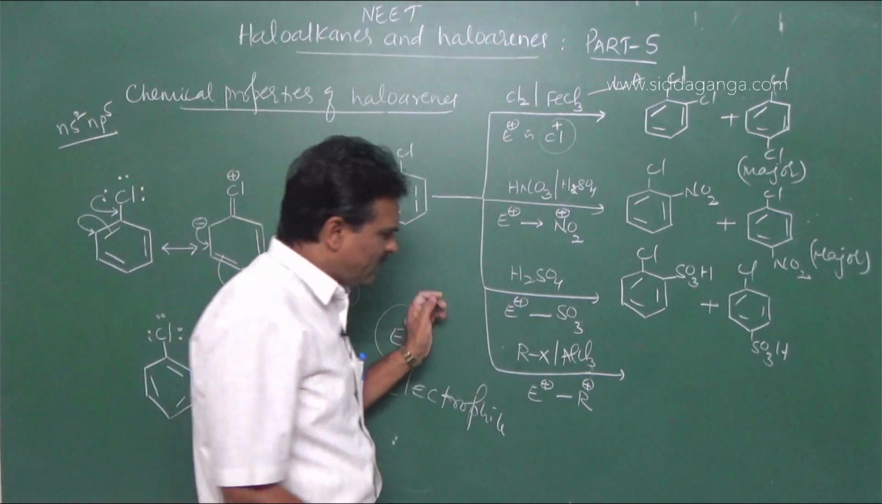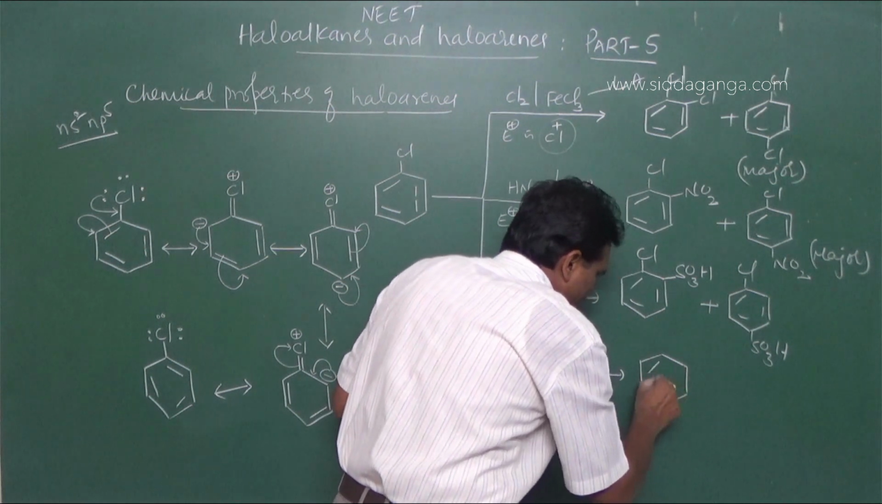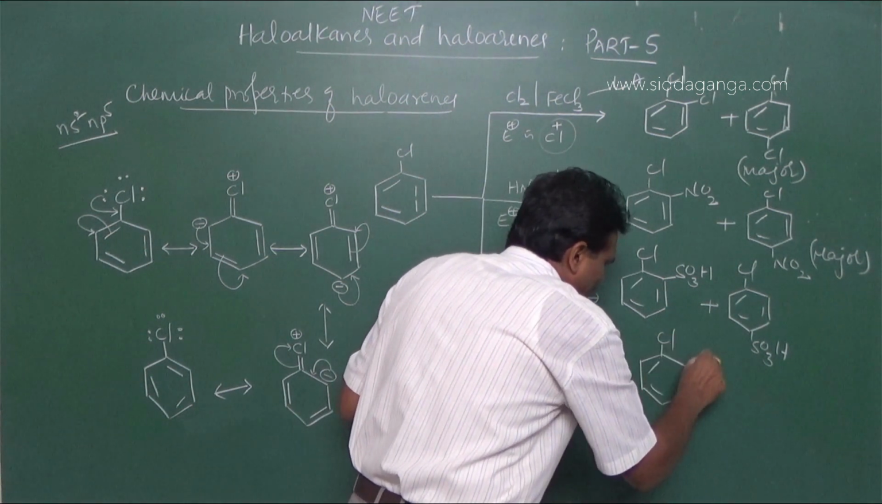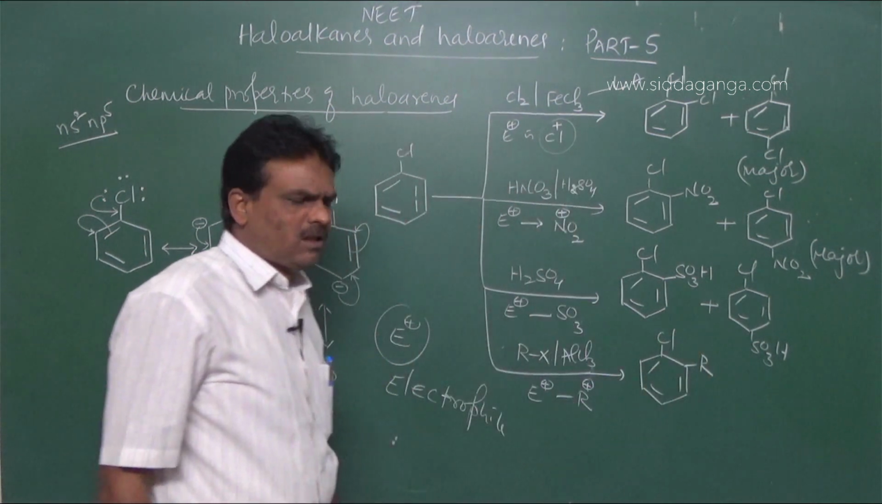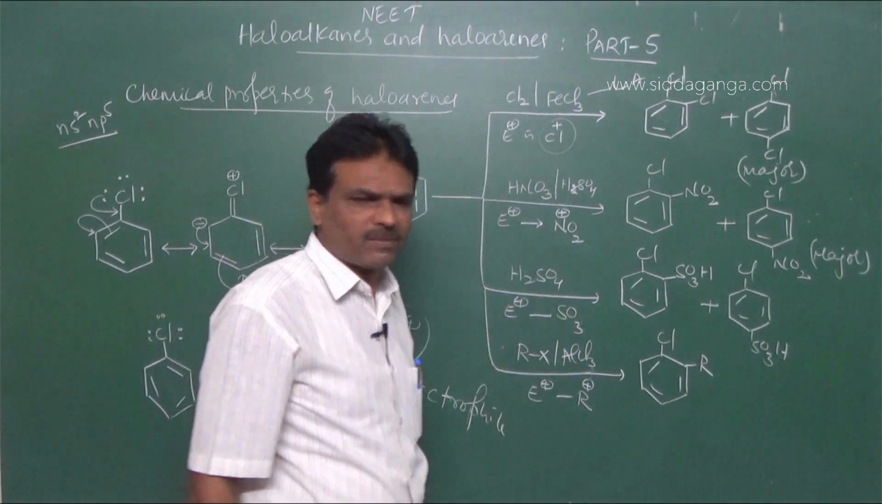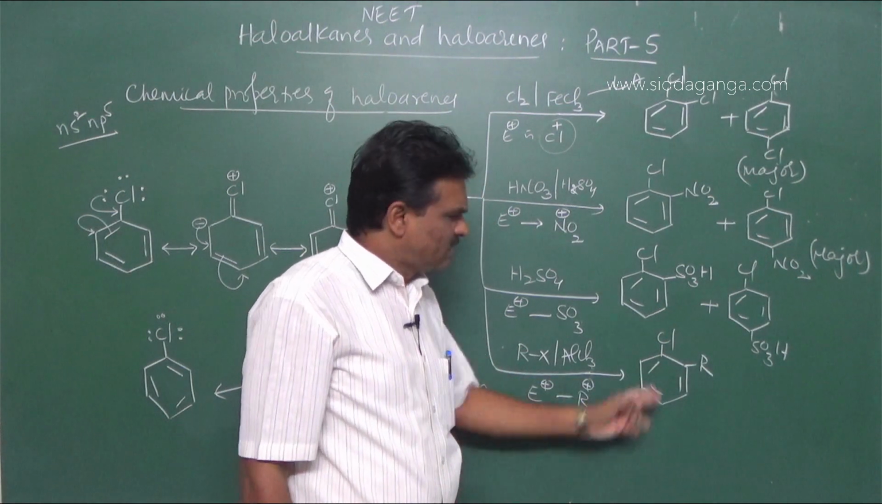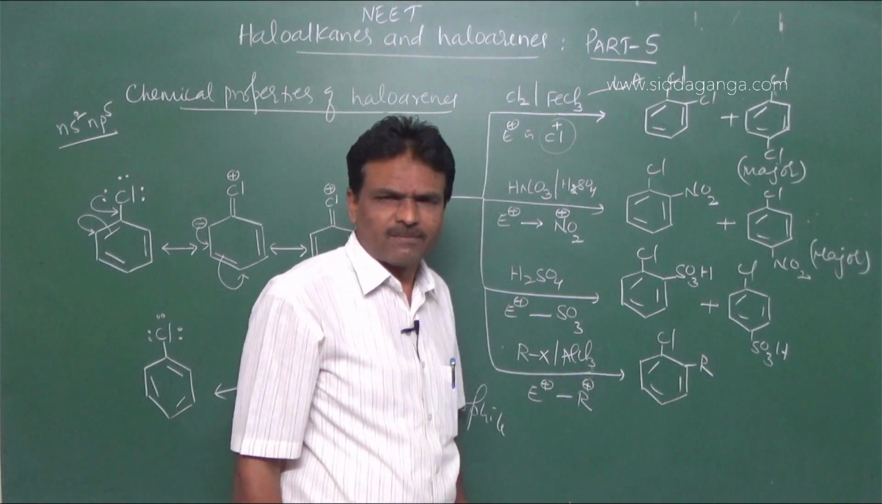Clear? Then in this case we get, so here Cl R. Or if we take methyl chloride, so if methyl chloride is used, orthomethyl chlorobenzene. This is orthochloroalkyl benzene.